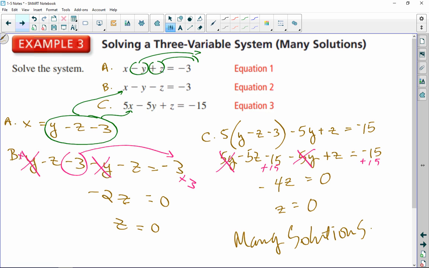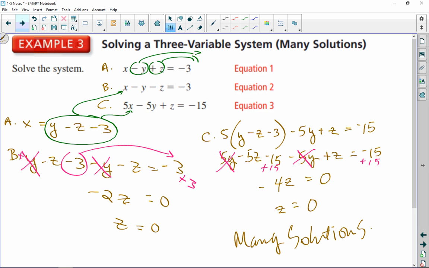Okay? So you get 3 different scenarios. This is what you're going to get. You get all the variables equal a particular number, right? Or you get no solution, or they could all equal the same thing. You have many solutions. Is everybody with me? Okay.